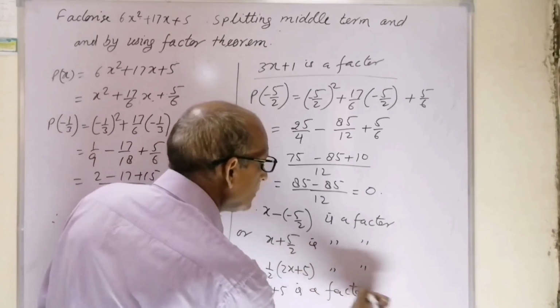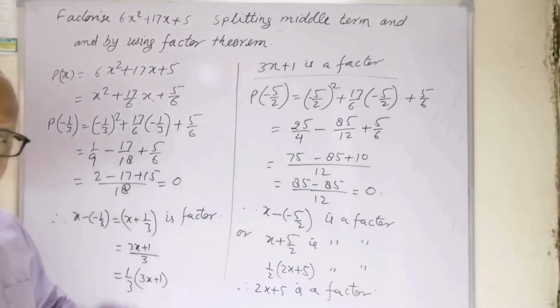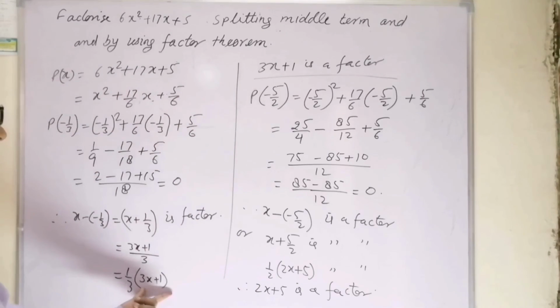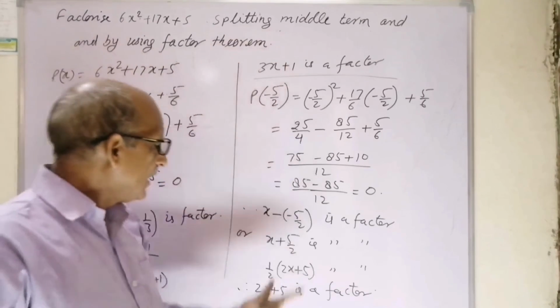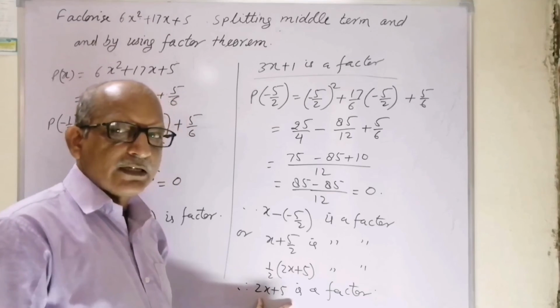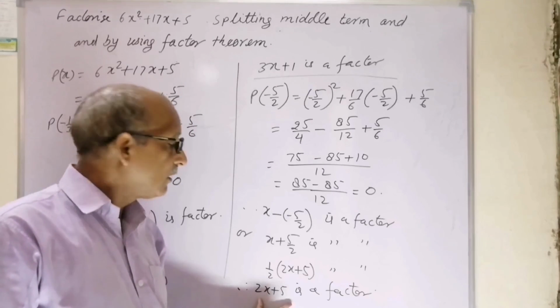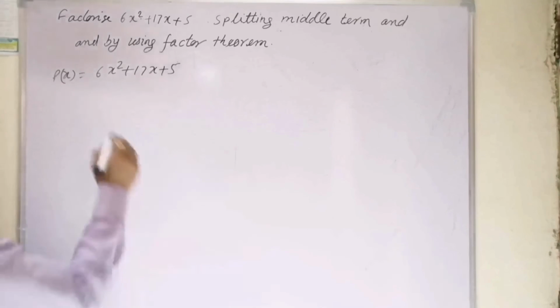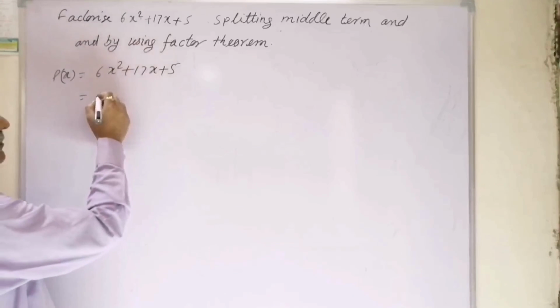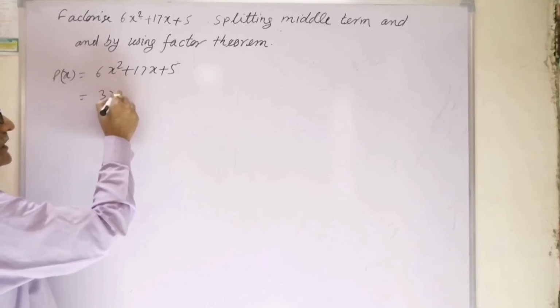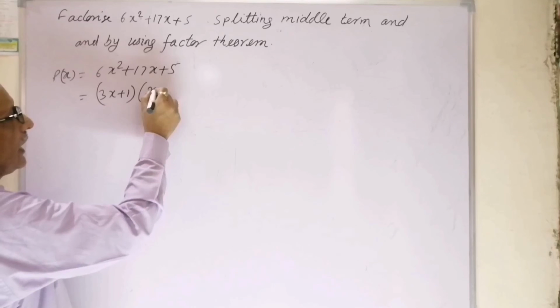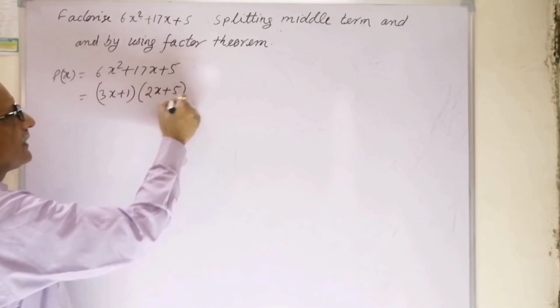Now we'll check with the previous one. Both factors were, one was 3x plus 1, another was 2x plus 5. So it is also obtained by the factor theorem. Therefore we can write this polynomial as 3x plus 1 into 2x plus 5. That's all for it.